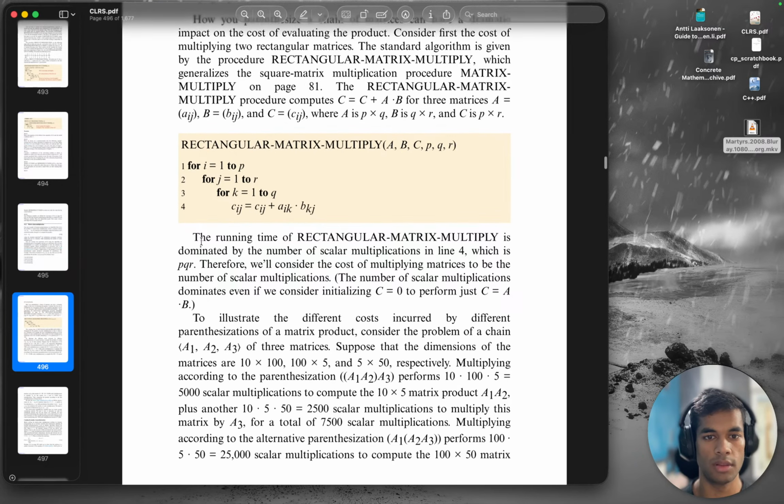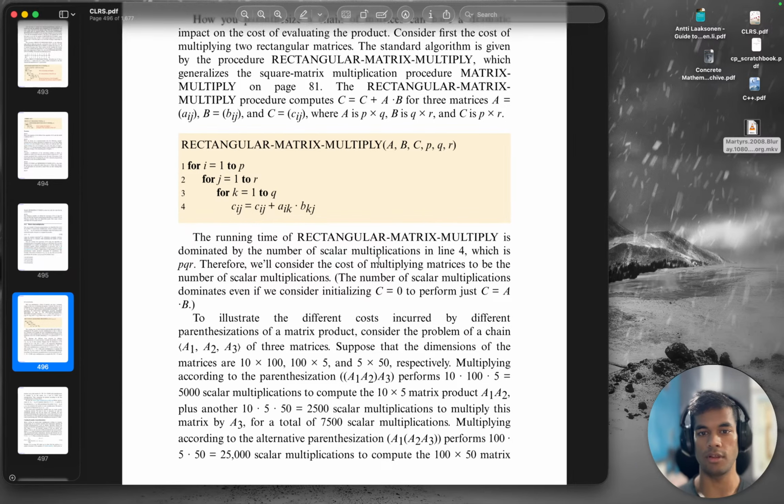That is cool. The running time of rectangular matrix multiplication is dominated by the number of scalar multiplications in line 4, which is PQR. And why is it PQR? Because we have a loop inside a loop which has another inner loop, and in total this multiplication is done P into R into Q times, PQR.